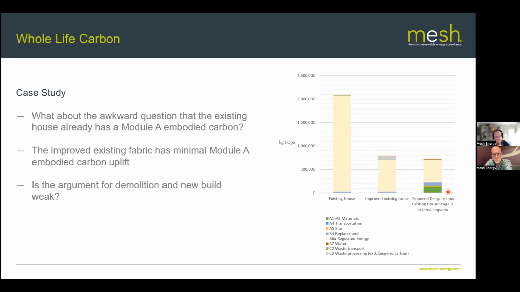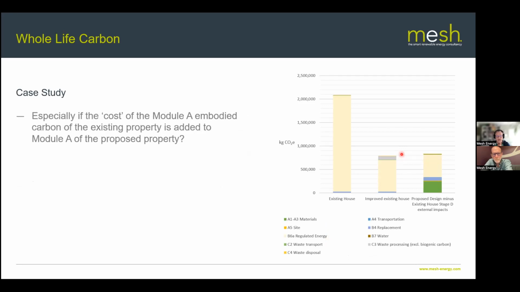And so, the question is, does it make the argument for demolition and new build weak? When it's this close, is there justification for refusal? And so there's a risk there. And that's especially if the embodied carbon cost of the existing house is added to the proposed design, and therefore, the improved existing house is proven to be a better option.